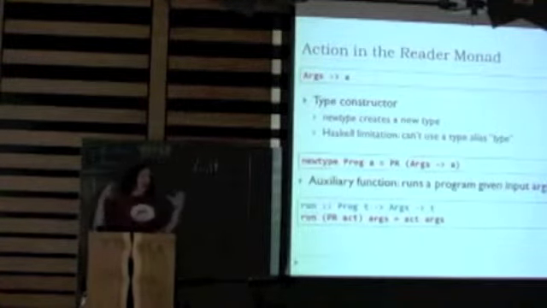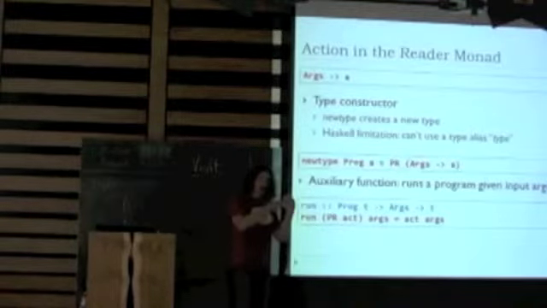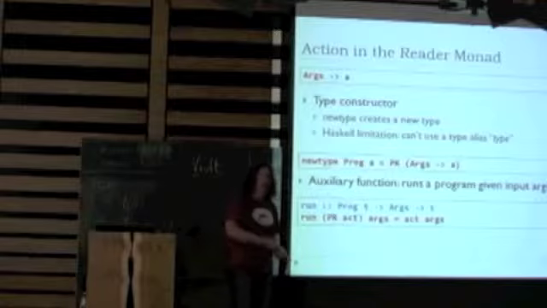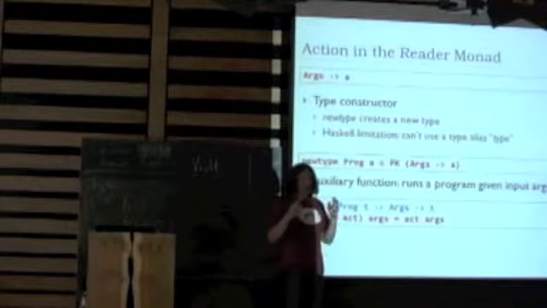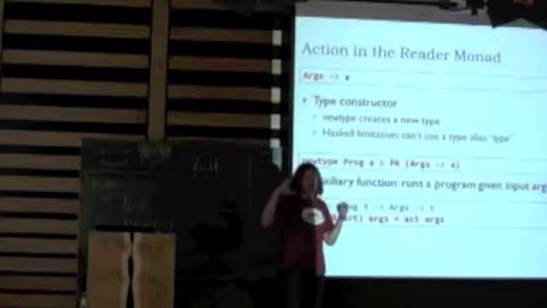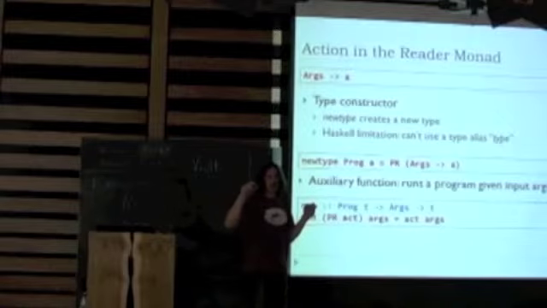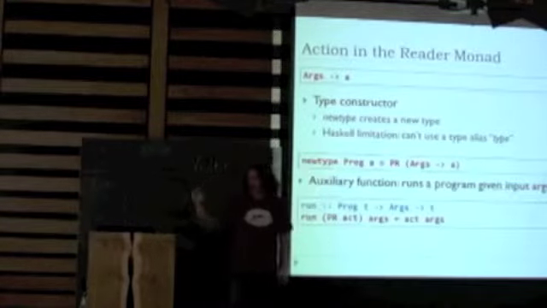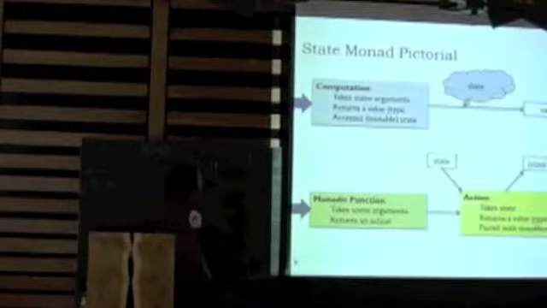Okay, now the monad. The first component of the monad is the type constructor, right? So my computation took some arguments and returned some value of type A. That was the computation, the upper part of my picture, right?